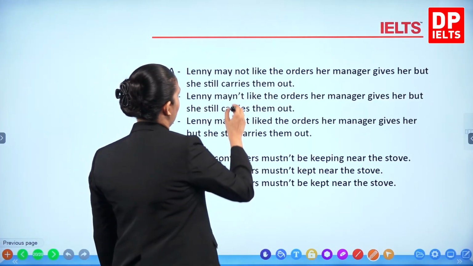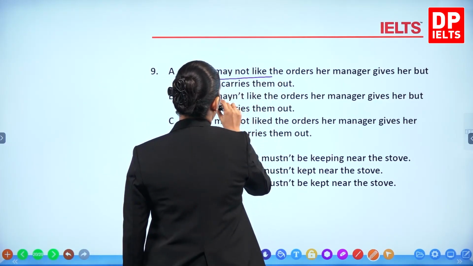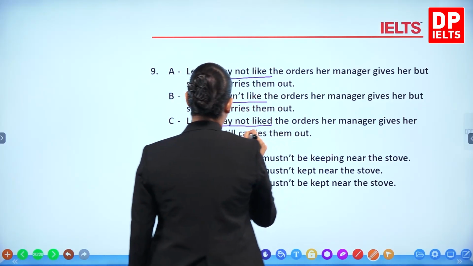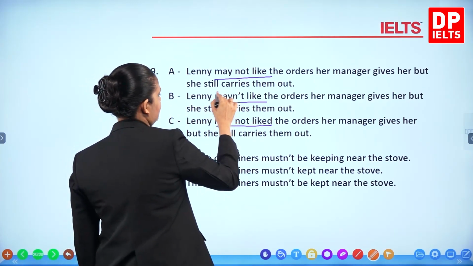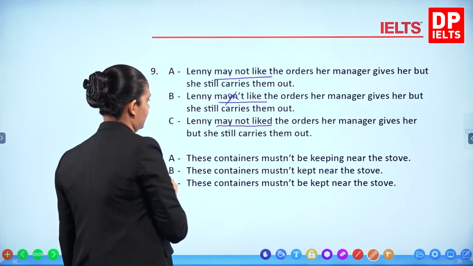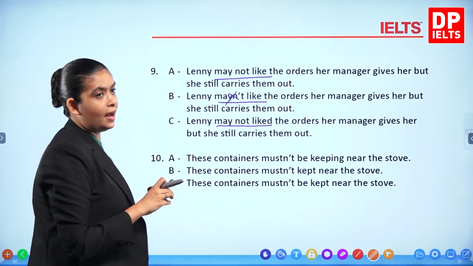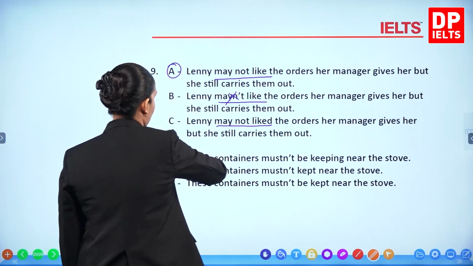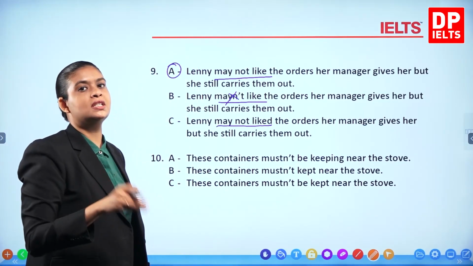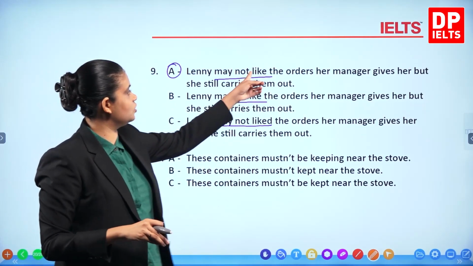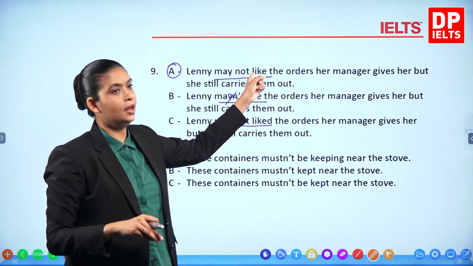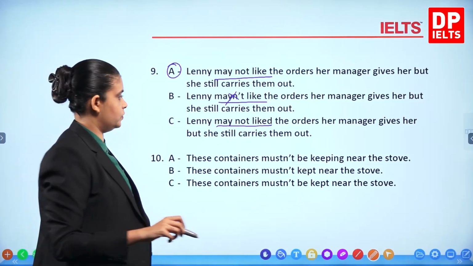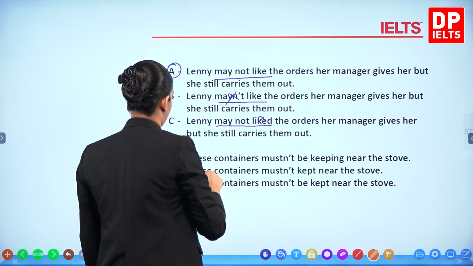Lenny may not like, mayn't like, may not liked. Okay. So mayn't, there is nothing like that. That is completely incorrect. May not like. We don't have it with the D form, so therefore A is the only correct one. May not like, because it has to be followed by the base form of the verb. So liked is not the base form. So that is also incorrect.